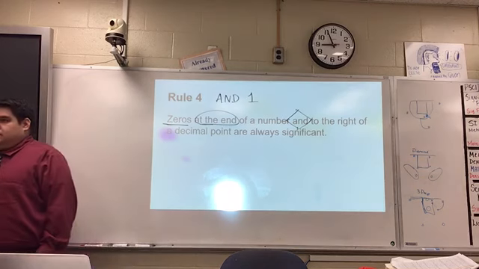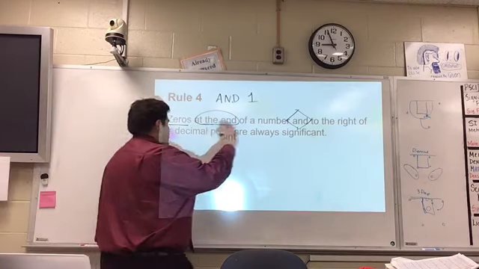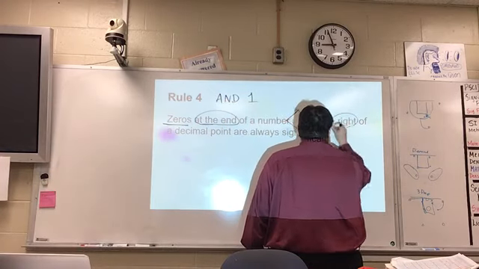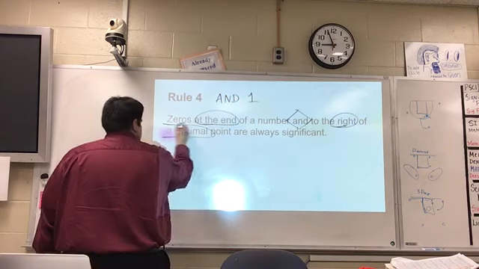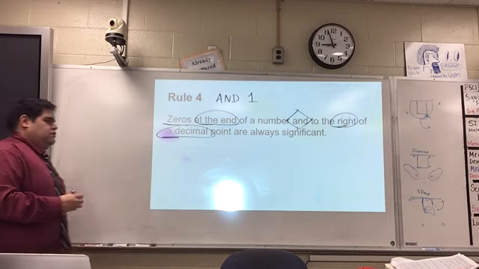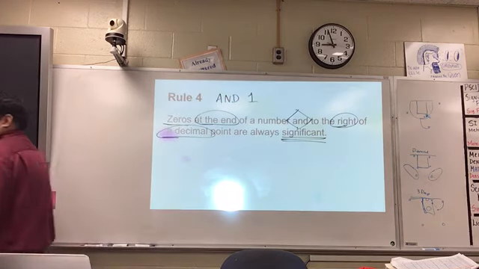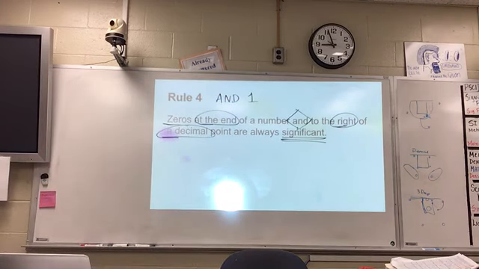So zeros at the end of a number, but see that word right there? That's and. Means you can't choose zeros at the end and then or something else. It's got to be zeros at the end and to the right of a decimal. They count. I'm going to underline it 3 times. Zeros at the end of a number and to the right of a decimal. They count.